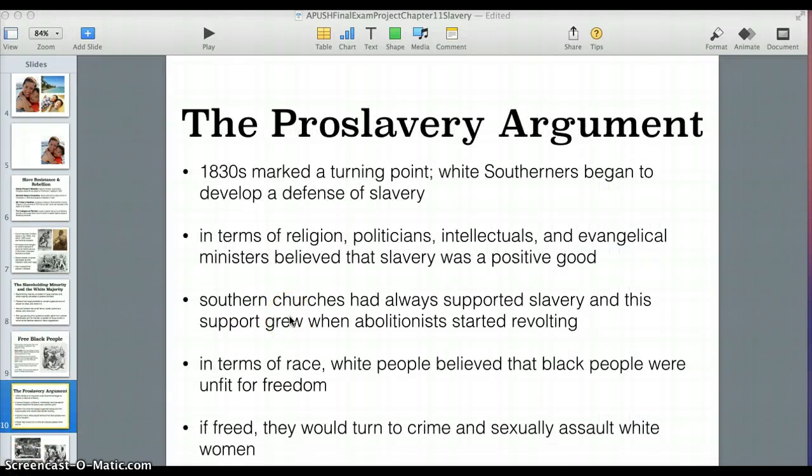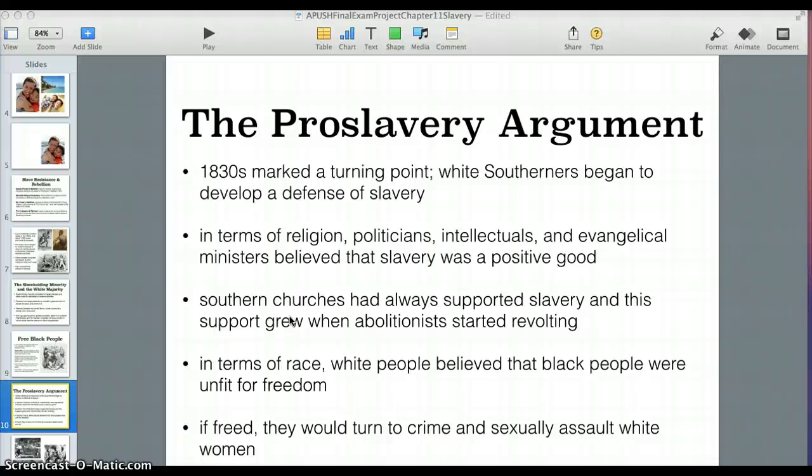The 1830s marked a turning point. After the shocks of Nat Turner's rebellion, white Southerners began to develop a defense of slavery. By the 1850s, in terms of religion, politicians, intellectuals, and evangelical ministers were arguing that slavery was a positive good, an institution ordained by God as the foundation of Southern prosperity. They believed it was mild and even a caring institution that benefited society.